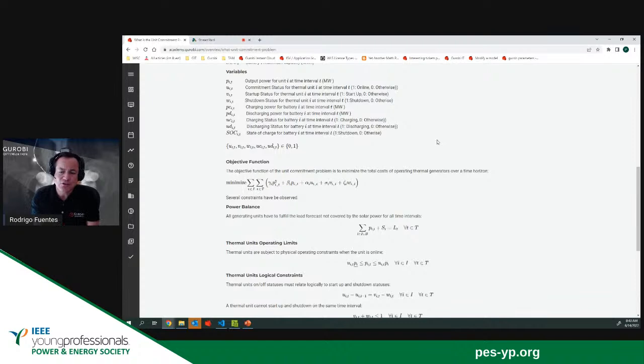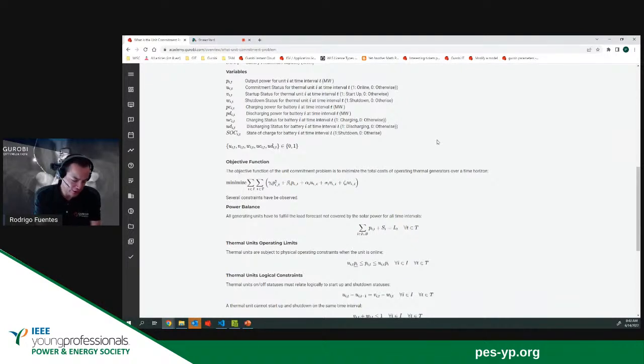Some variables are continuous, like the state of charge, like the power of a unit. Those are continuous variables. Some variables are discrete. In this case, any variable that involves a decision is a discrete binary variable. For example, the commitment of a unit is a binary variable.